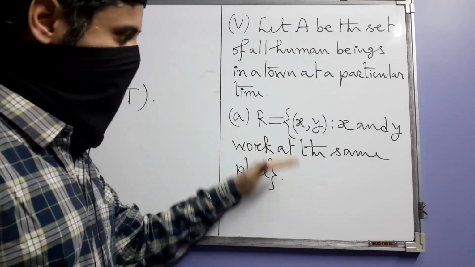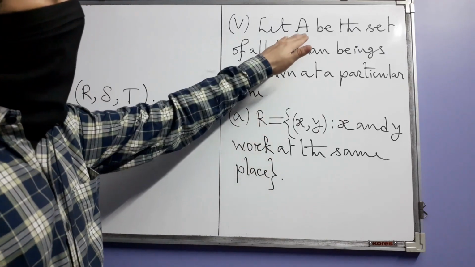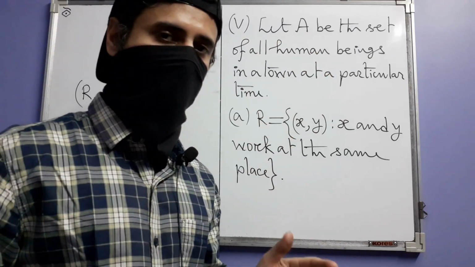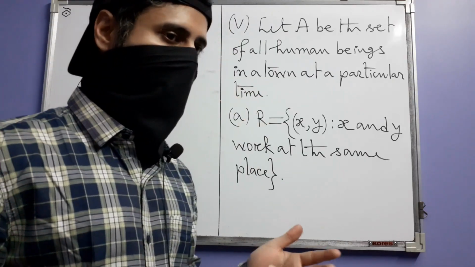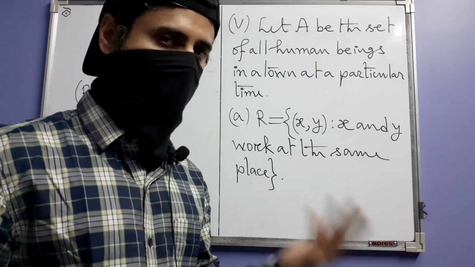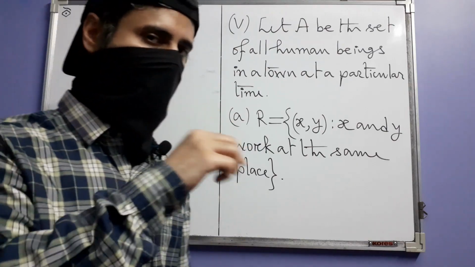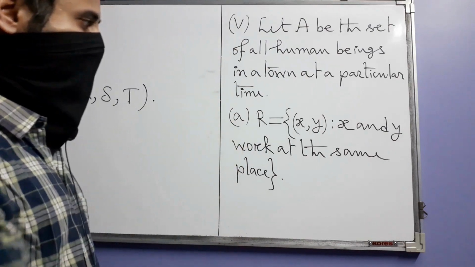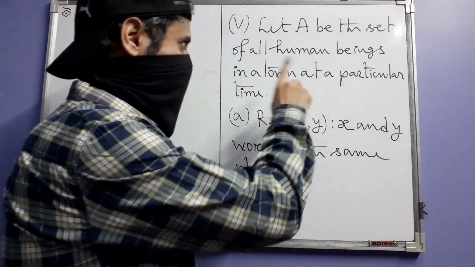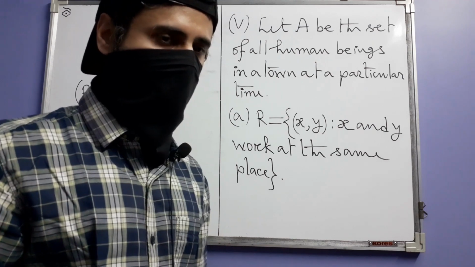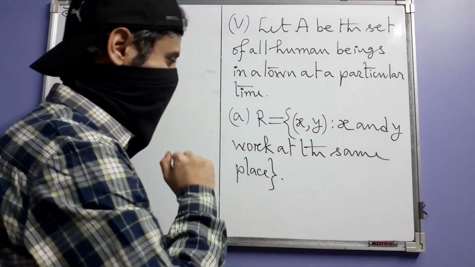Actually, there are parts of this fifth one itself, but in all of them, the set A is the same. A is the set of all human beings in a town at a particular time, or more accurately, in a given period of time. At a particular time doesn't mean at a particular instant of time, of course. And the first relation on A is this. So x and y are coming from A, that means they are two persons. They are related if x and y work at the same place.